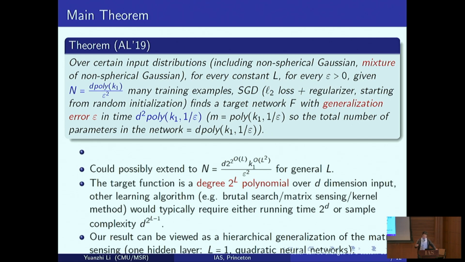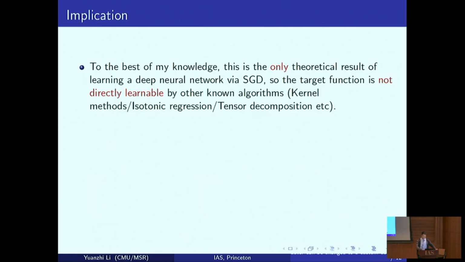And our result is like a hierarchical generalization of matrix sensing, which is only for L equals 1. And actually, to the best of my knowledge, this is the only theoretical result of learning a deep neural net via SGD, where the target function is not directly learnable by other algorithms, such as kernel, isotonic regression or tensor decomposition.